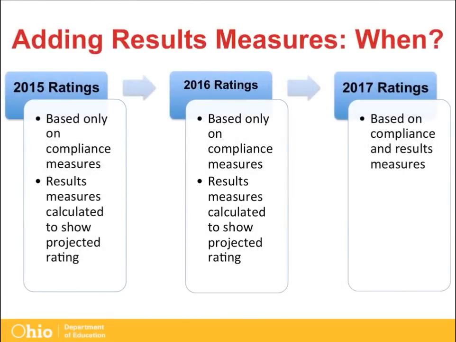Here's what the process will look like for the next 3 years. In 2015 and 2016, special education rating reports will show each district's actual rating based only on compliance measures and its projected rating based on compliance measures and results measures. Beginning in 2017, special education ratings will include compliance measures and results measures.